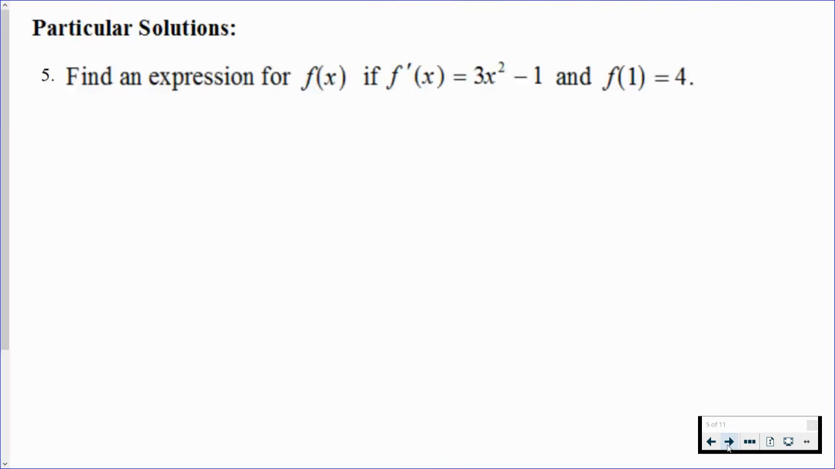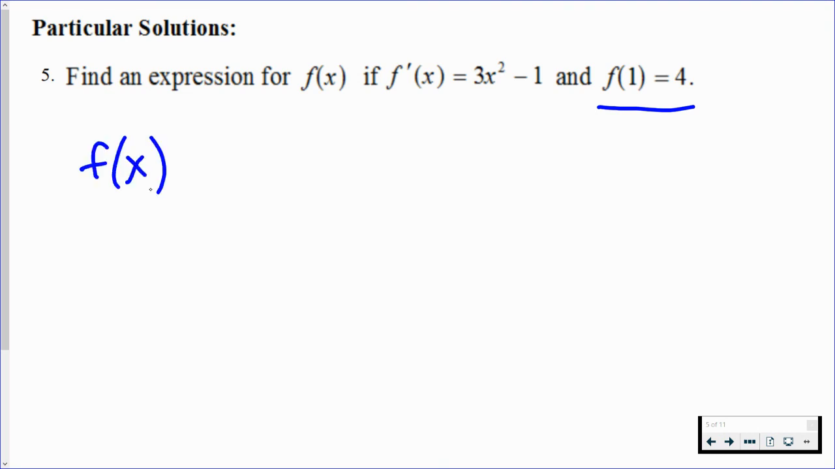All right, let's keep going. Here's another way that we can use integration. Let's say they give us an expression for f prime of x and an initial condition. This would be our initial condition. We know f of 1 is 4. What this allows us to do is actually solve for the c value.